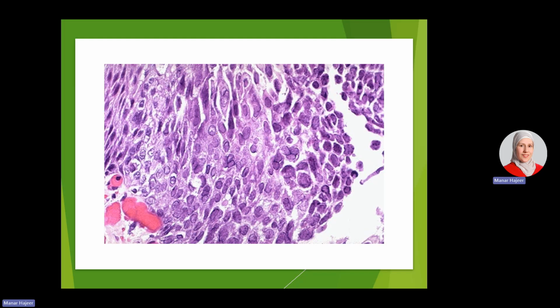This is another view of the multinucleation. As you can see here, the nuclei are characterized by the presence of intranuclear inclusions. Maybe you can't see them very well, but this is a typical feature that we see in herpes simplex infection biopsies.